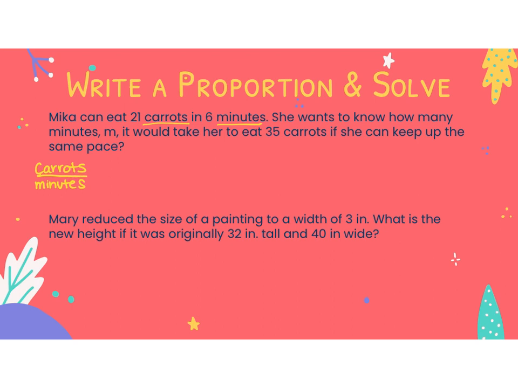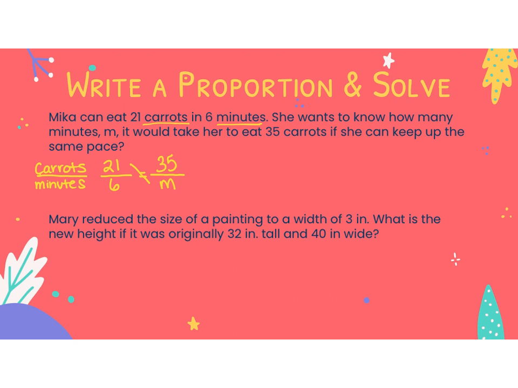Now that I've written a unit fraction, I'm going to set up my proportion. I'll draw my 2 fraction bars and my equal sign in between. It says Micah can eat 21 carrots in 6 minutes. She wants to know how many minutes, M, it would take her to eat 35 carrots. So I've set up my proportion, and next I need to cross multiply and write an equation.